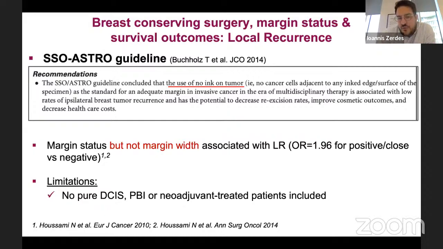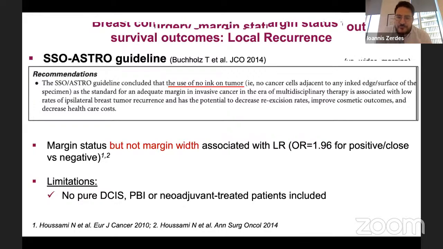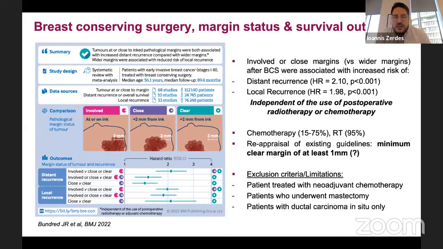And just to touch upon the limitations that this meta-analysis had, they did not include patients with pure DCIS, patients treated with neoadjuvant treatment, and also patients with partial breast irradiation. And this was apart from the effect that margins and breast conserving surgery had on the local recurrence. We have seen this recently published meta-analysis in the BMJ that involved and close margins had also association with increased risk of distant recurrence as well.